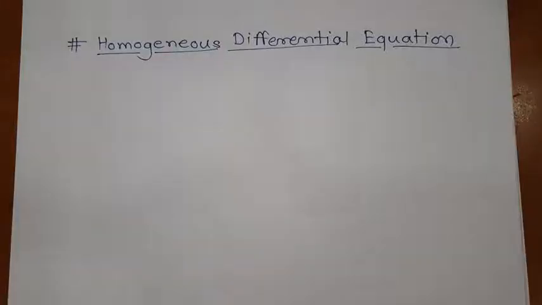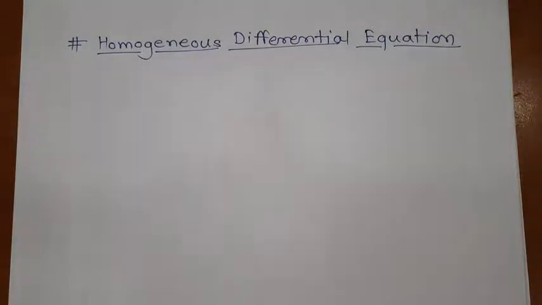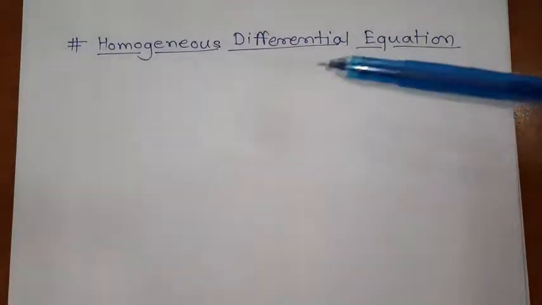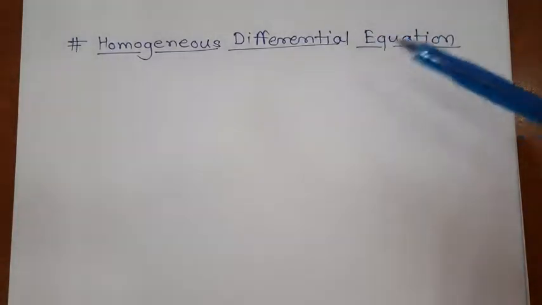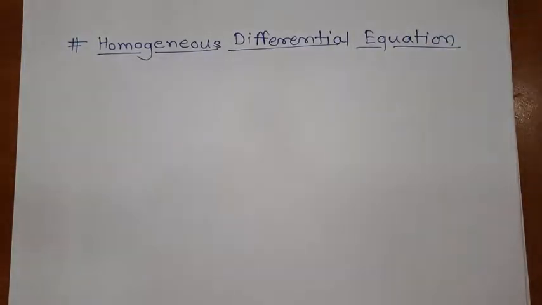Hi everyone. In the last video we have seen the variable separable type, right? In this type, we simply separate the variables and take the integration. It is quite easy to solve the problems. So let us discuss the second type, which is the homogeneous differential equation. Before that, we will see what a homogeneous function is, and then we will go for the homogeneous differential equation.